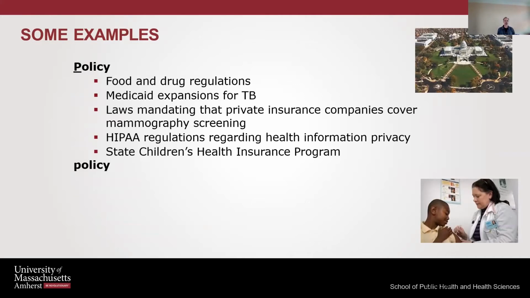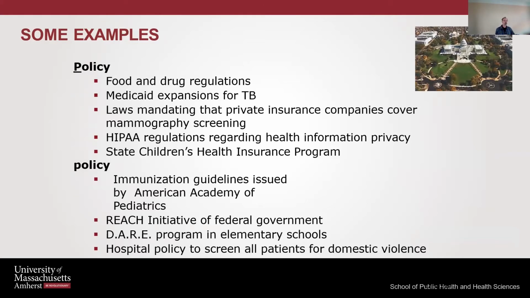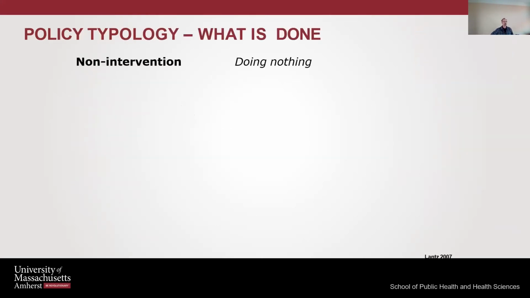Some examples of policy with a big P are food and drug regulations, Medicaid expansion for TB, laws mandating that private insurance companies cover mammography screening, HIPAA regulations, and the State Children's Health Insurance Program. And then there's policy with a little p, which is guidelines, suggestions for how people should behave, the REACH initiative of the federal government, the DARE program in elementary schools, and hospital policy to screen all patients for domestic violence. So there is policy that has teeth and policy that really sort of softly guides people in the right direction.